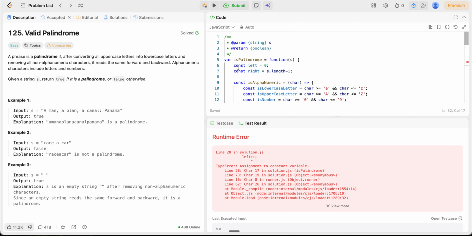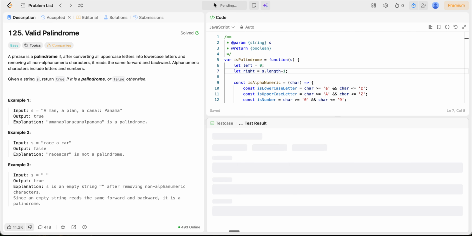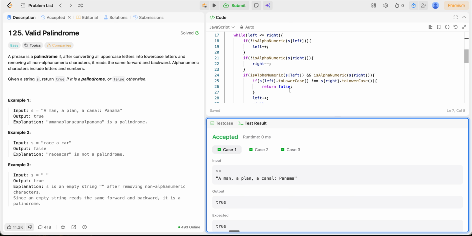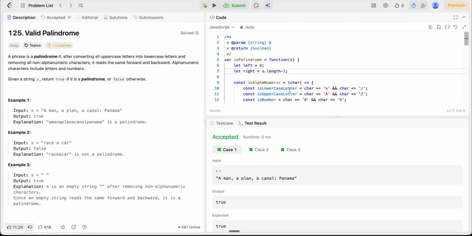Okay, yeah, we just have to ensure that we are taking let variables instead of const. Okay, these test cases are successful. Now let me submit it.